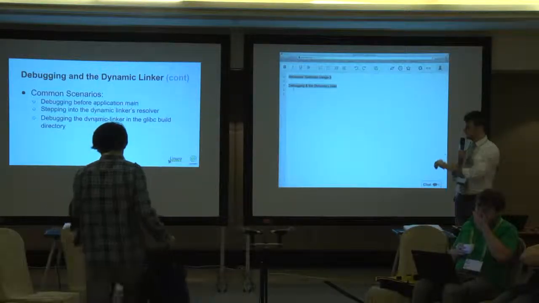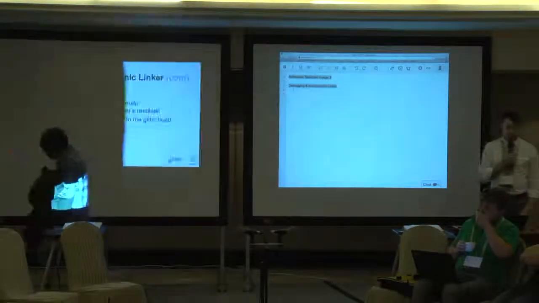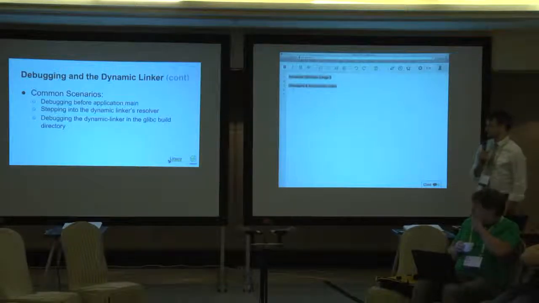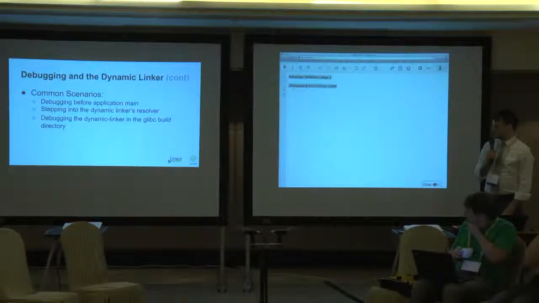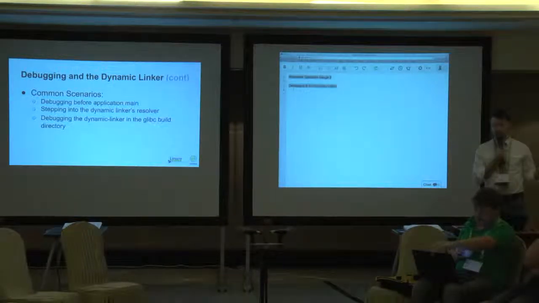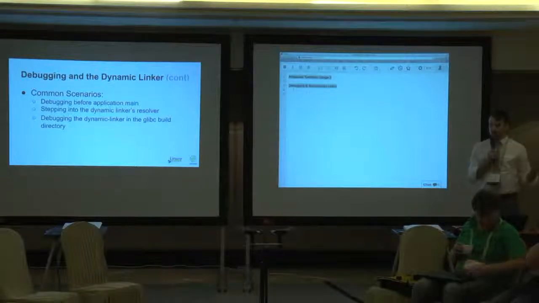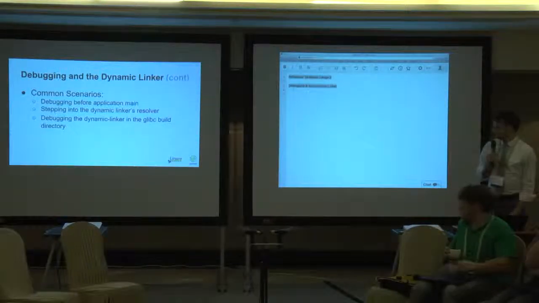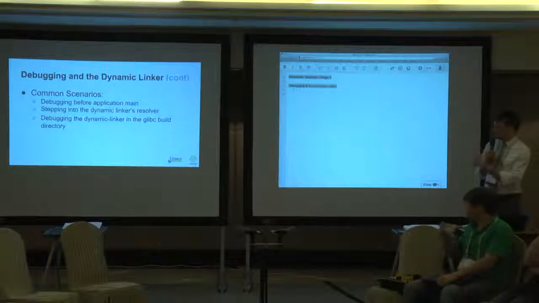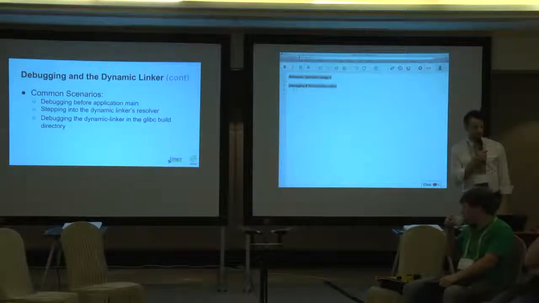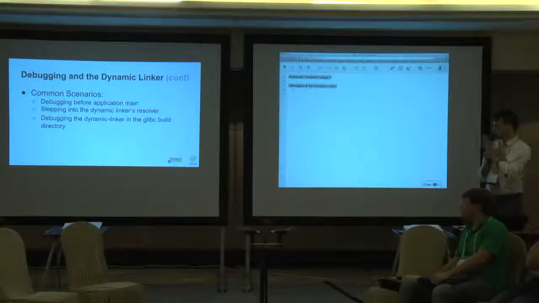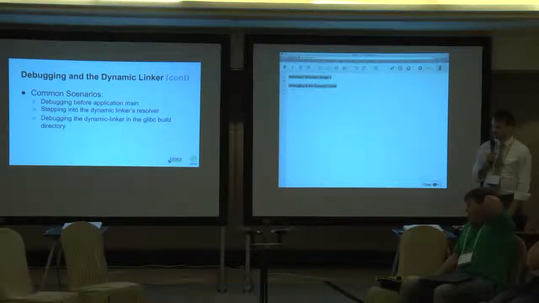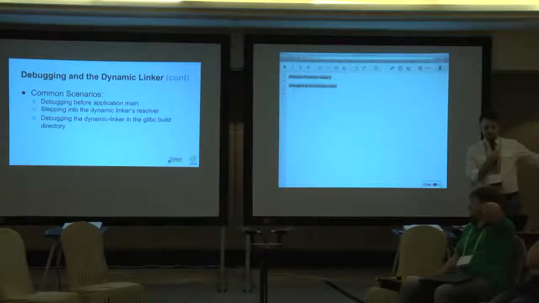Another scenario is stepping into the dynamic linker's resolver. There have been some interesting bugs that I've run into in the resolver, specifically race condition bugs. And you need to know how to get into the resolver. In fact, a lot of people don't know what the resolver is or how it works, so we'll cover that a little bit. And then finally, you might need to debug the dynamic linker in the glibc build directory. So if you are working on a glibc patch and something breaks, you might need to actually debug the dynamic linker. And that embedded ELF interp header will make it difficult for you to do that.